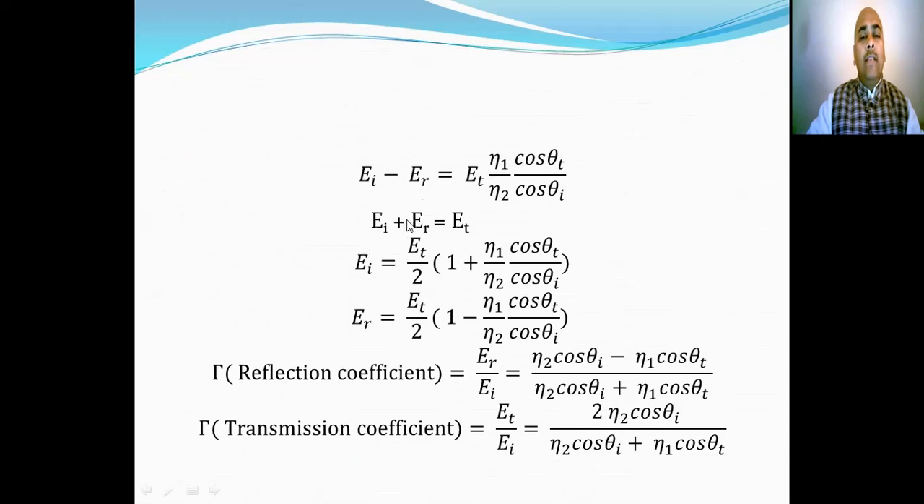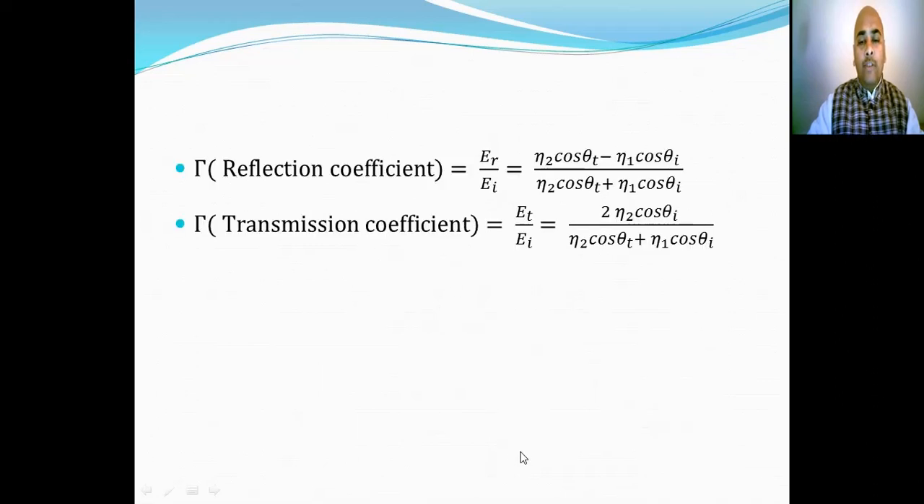So by using these two equations and adding them, we obtain E_i as well as E_r. As the reflection coefficient is the ratio of E_r upon E_i, we obtain this value of the reflection coefficient. Now the transmission coefficient is E_t, the transmitted wave, divided by the incident wave. So from this expression we can calculate the value of the transmission coefficient.